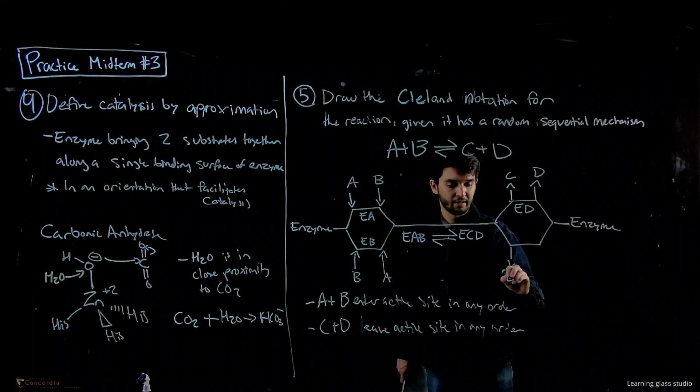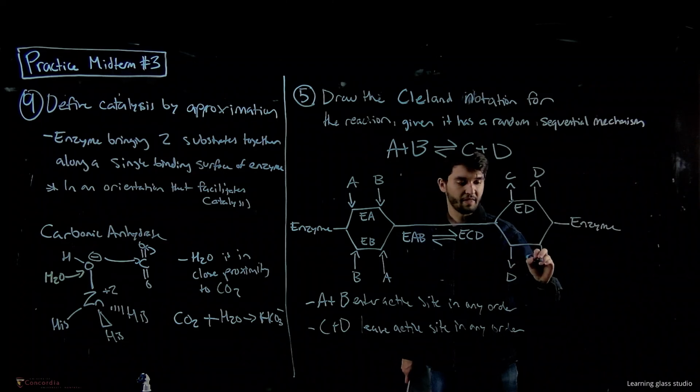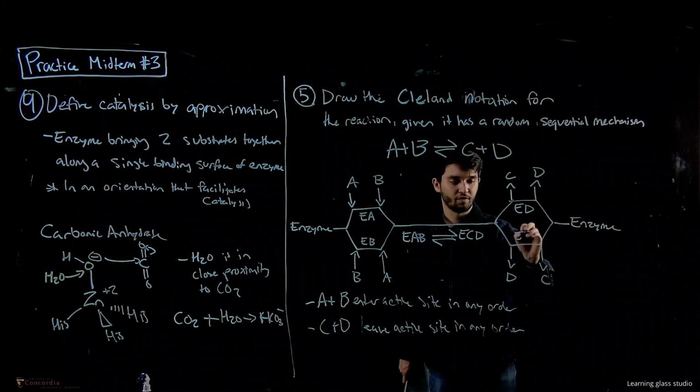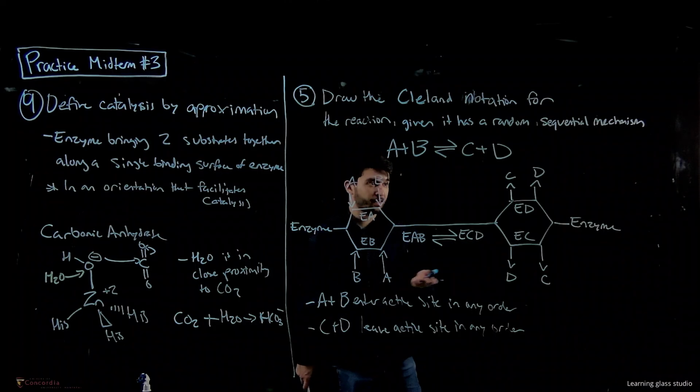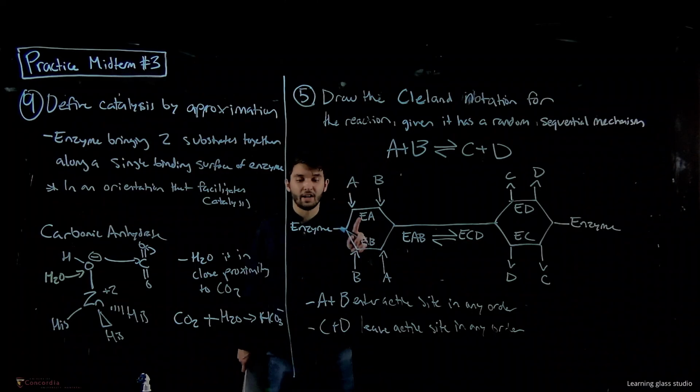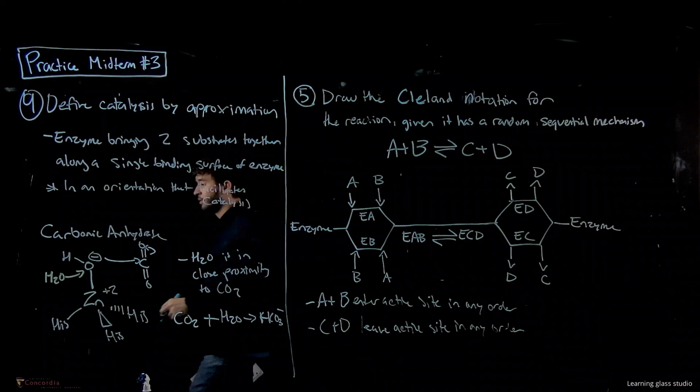Alternatively, D can leave first, and then C. So we're left with a brief transition of just product C being bound to the enzyme. So that is the full Cleland notation given it has a random sequential mechanism.